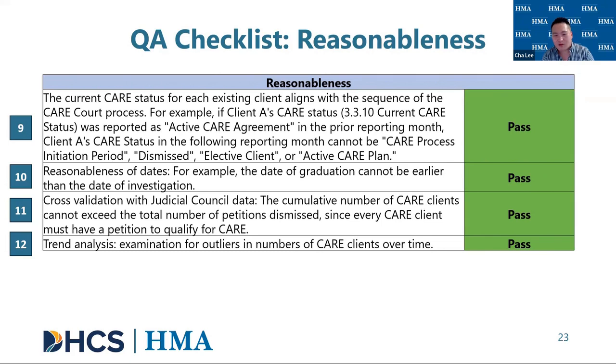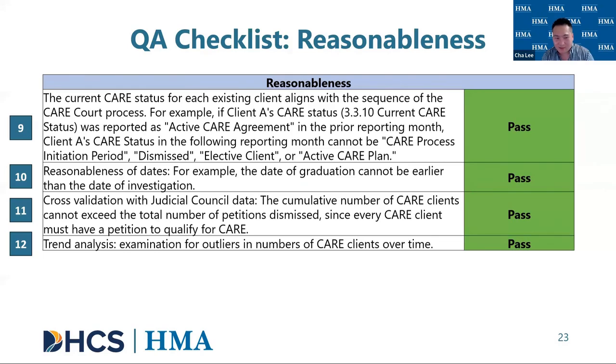Reasonableness. We will check for reasonableness of the data. Element 9 through element 12 fall under this category. So element 9, basically what we do is that we will verify that the current care status of each existing client aligns with the sequence of the CARE Court process. For example, if client A's care status was reported as active care agreement in the prior reporting month, client A's care status in the following reporting month cannot be care process initiation, cannot be dismissed, cannot be elected client, or cannot be care plan.